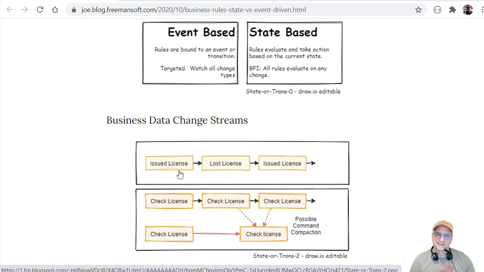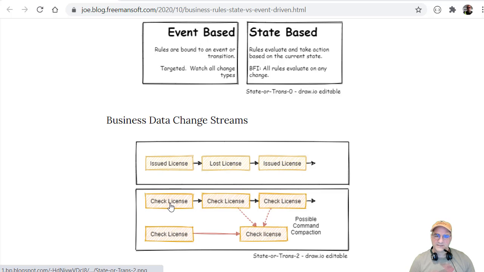We would actually write the business rules on the transition where I lost my license. One set of rules would be around: I was issued a license, I lost my license, and then I was issued again. And I'll show why this is amazingly targeted, but it has some side effects too.